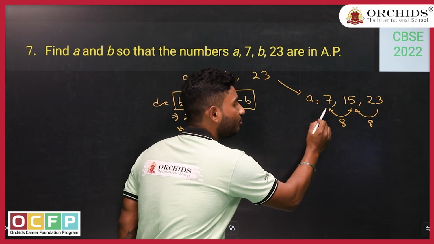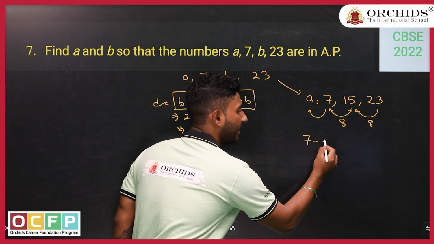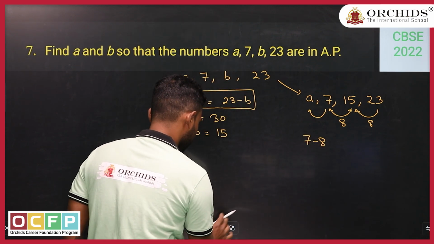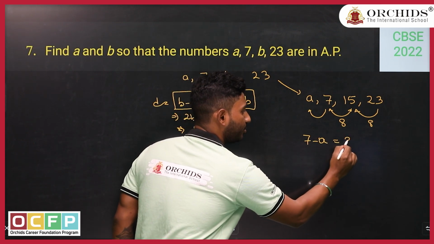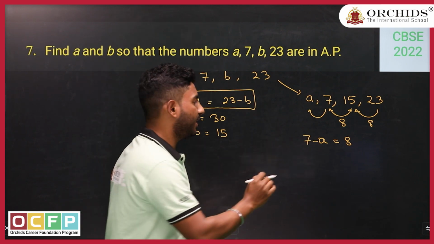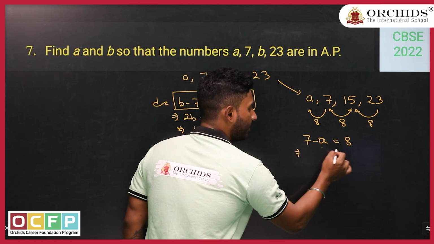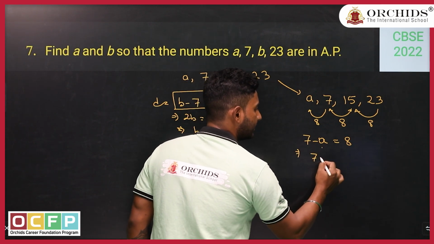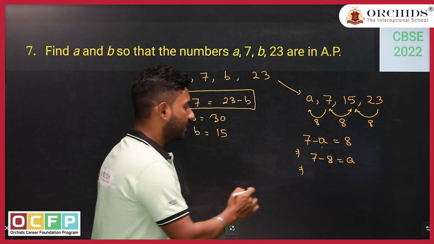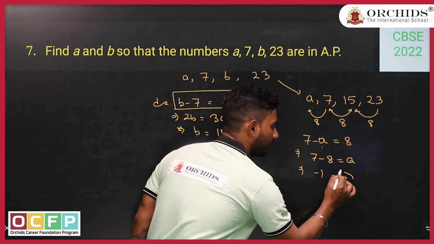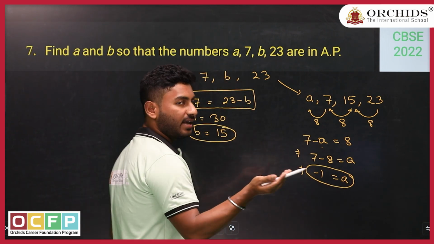Now, what should 7 minus A be? It should be the same. So 7 minus A has to be 8. The common difference has to be 8, otherwise it's not even an AP. Now, if I bring A to the other side and 8 to this side, 7 minus 8 will be equal to A. What is 7 minus 8? Minus 1. So we got A as well. We got B, we got A, answer is done.